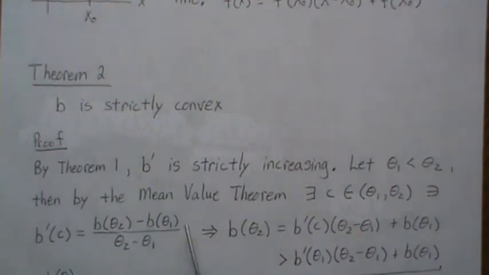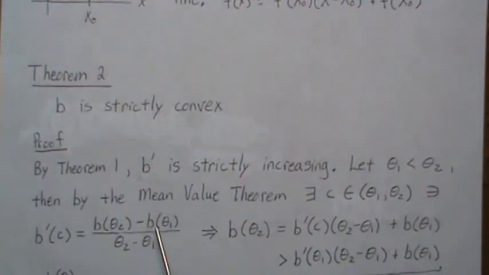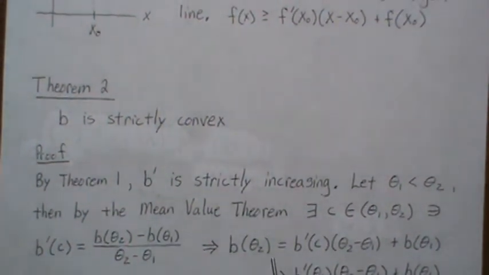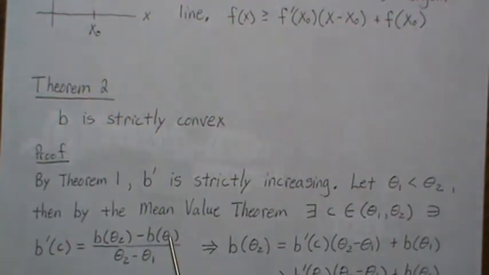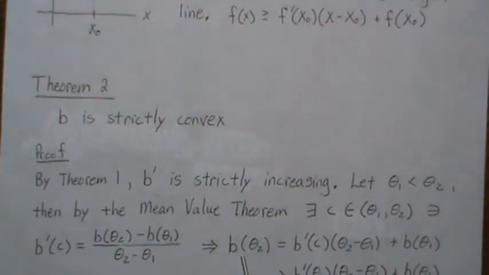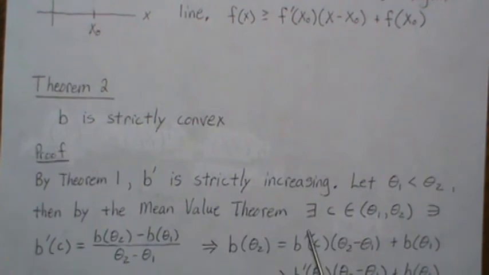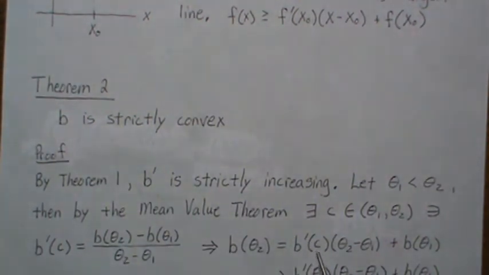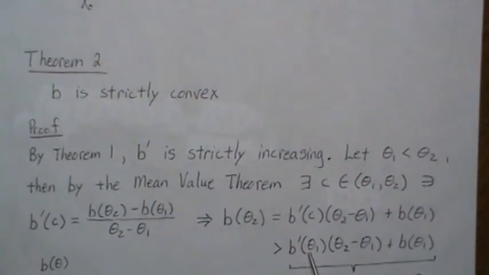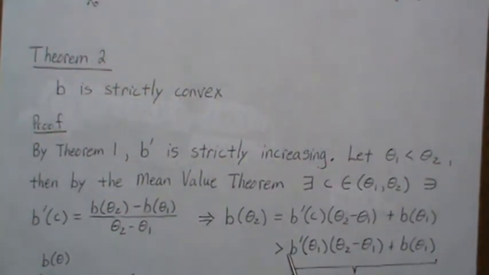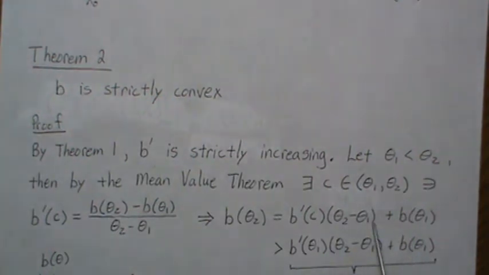Now, if we solve for and isolate B of theta 2, we get to this situation. So we multiply up and then add over the B of theta 1. We get to this situation. But we know that B prime is strictly increasing. So if we put a smaller number in here, remember this is a number because we're evaluating it at C, so it's a slope. So if we put, say, B prime of theta 1, and since C is in the interval here, we'll put the smaller value in here, and then it goes down. So this is smaller than this.